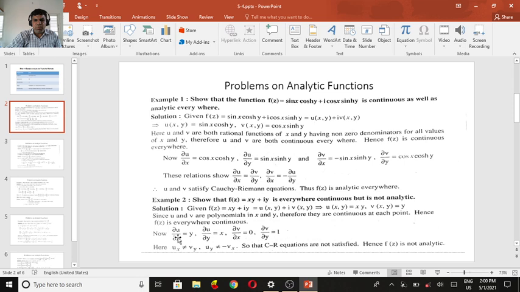Now differentiate u partially with respect to x and with respect to y. Del u by del x equal to y, del u by del y equal to x. Again, del v by del x is 0, and del v by del y equal to 1, since differentiating with respect to y we get 1. So del u by del x is not equal to del v by del y, and del u by del y is not equal to minus del v by del x. So the Cauchy-Riemann equations are not satisfied. Hence, the function is not analytic, but the function is continuous.